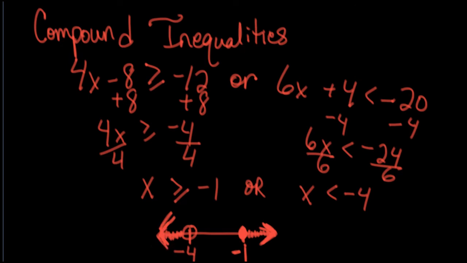An easy way to remember that is by looking at the signs here. Notice this sign is pointed to the right, so that means I shade it to the right. Over here, the sign with the negative 4 is pointed to the left, so I shade it to the left. This only works when you have an or problem.